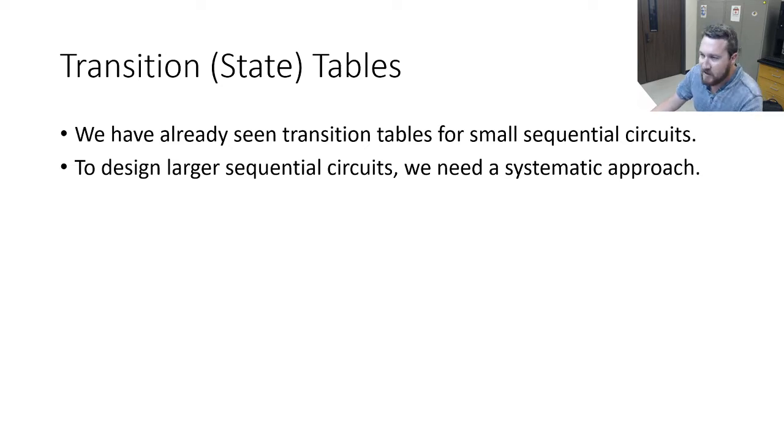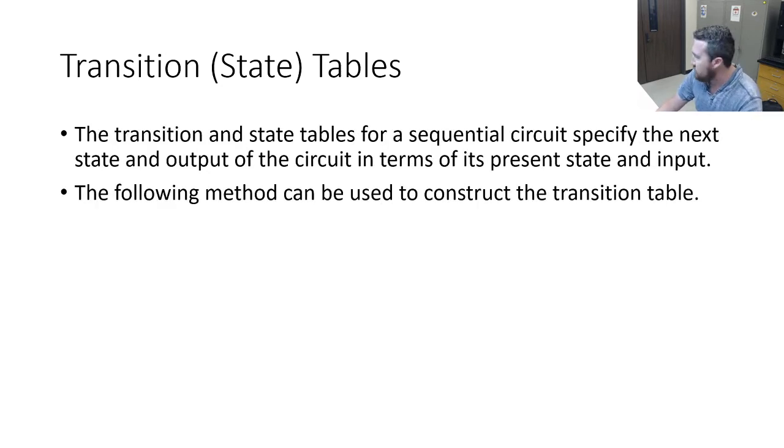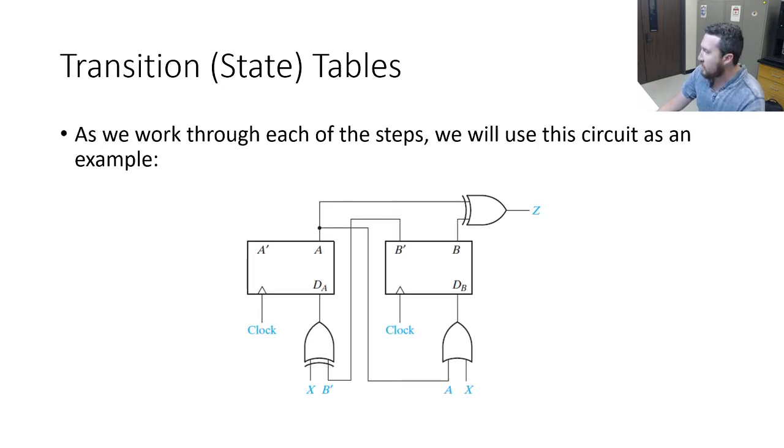We're going to do a similar thing here with our sequential circuits. The transition and state tables for a sequential circuit specify the next state and the output of the circuit in terms of its present state and input. The following method can be used to construct transition tables. We're going to work through each of the steps one at a time, and we're going to use this circuit as an example.